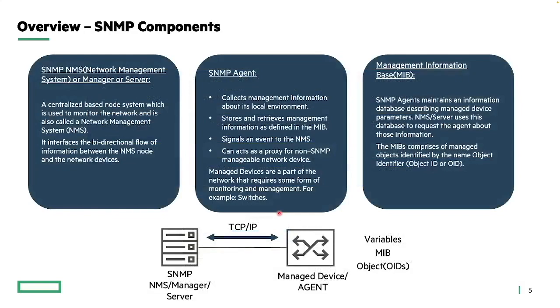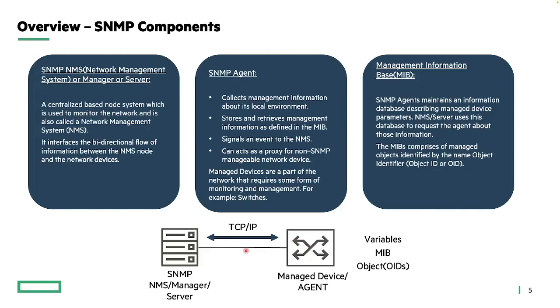So what are the SNMP components? We majorly divide that into three, right? SNMP NMS, which is a network management system or manager or server, which is nothing but a centralized node system, which is used to monitor the network, also called a network management system. It interfaces the bidirectional flow of information between the NMS node and the network devices, right?